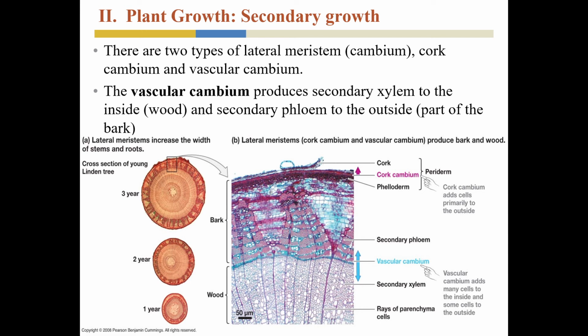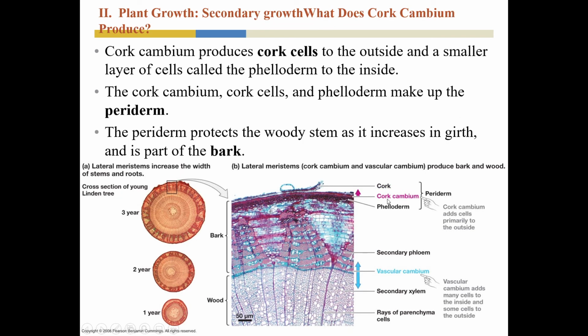I don't have a pointer here, and I don't think this is going to show. I hope it does, but here's your cork cambium. And here's your vascular cambium. Your vascular cambium is going to produce secondary xylem on the inside and secondary phloem on the outside. Now, your cork cambium, that's in purple, is going to produce cork cells to the outside and phelloderm to the inside. And again, this is a vocab lesson here. Cork cambium, cork cells, and phelloderm make up the periderm.